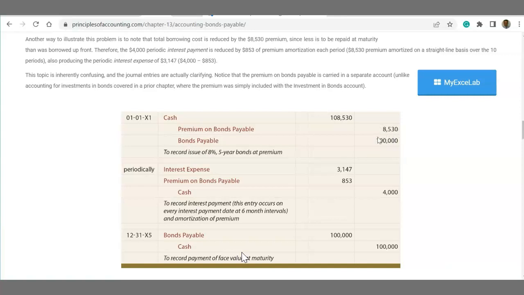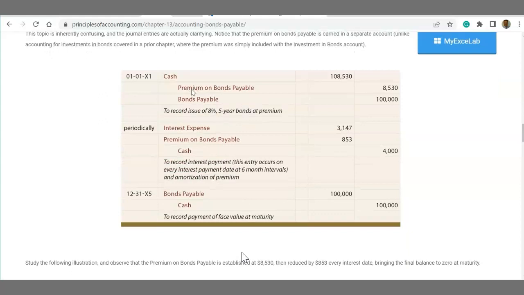So now this premium, it's extra money that the company received. And normally you're going to say, oh, this is revenue or something, right? But no, we're going to keep it in a T account, call it premium on bonds payable, and amortize it every 6 months to record less interest expense. So instead of recognition of revenue in here, we're going to recognize less expense in here.